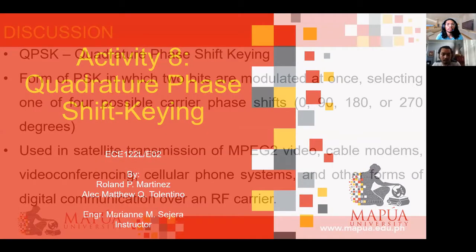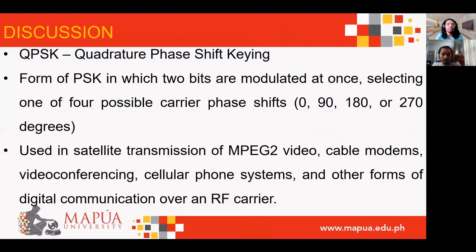So what is QPSK, or quadrature phase shift keying? It is a form of PSK in which two bits are modulated at once, selecting one of four possible carrier phase shifts: 0, 90, 180, or 270 degrees. It is commonly used in satellite transmission of MPEG-2 video, cable modems, video conferencing, cellular phone systems, and other forms of digital communications over an RF carrier.